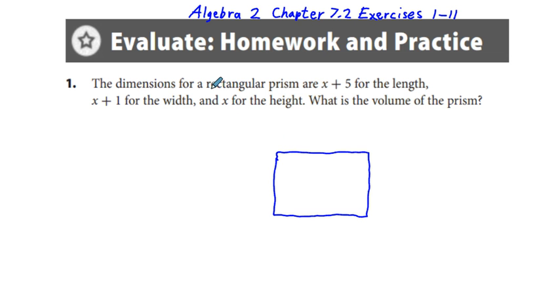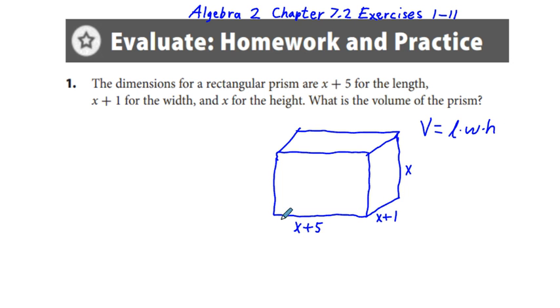We have dimensions for a rectangular prism: x plus 5 for the length. I'm drawing out a rectangular prism. And what is a rectangular prism? Well, it's really just a mathematical way of saying a box. So we have this box here whose dimensions are the length of x plus 5, the width of x plus 1, and the height of x. So if we multiply the length times width times height, we get volume.